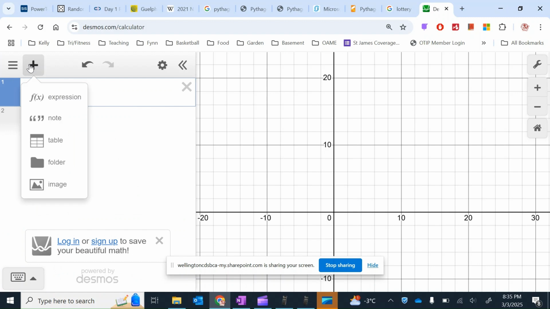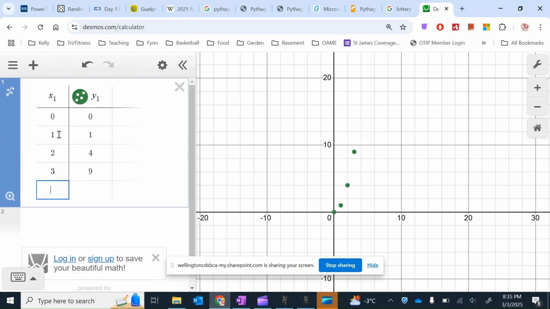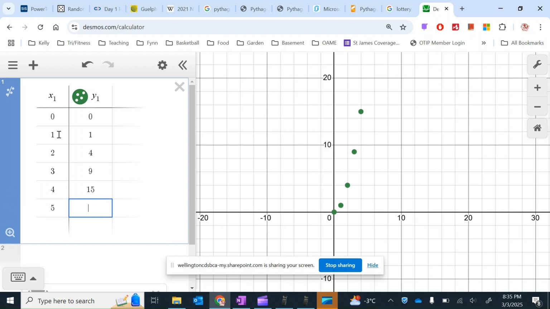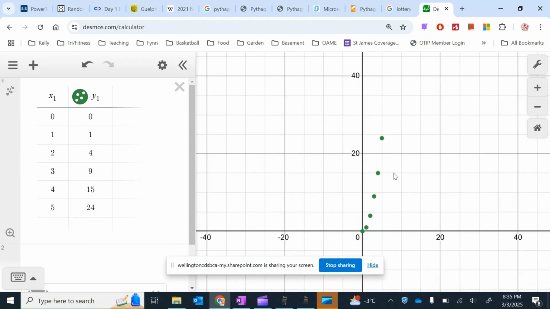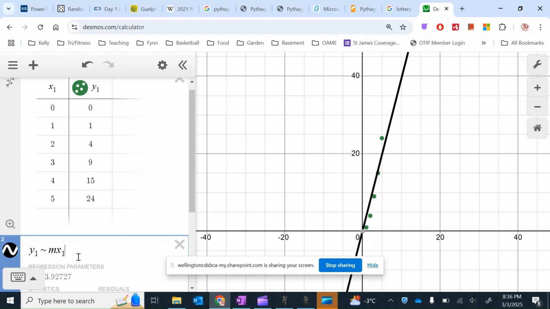I'm going to go add a table. Then I'm 0, 0, 1, 1, 2, 4, 3, 9, 4, 15, 5, and 24. So here you can see, by looking at it, it looks more like a curve. Right? Now you could do the first one, the linear one, and you look at it and say, is that really going to work?